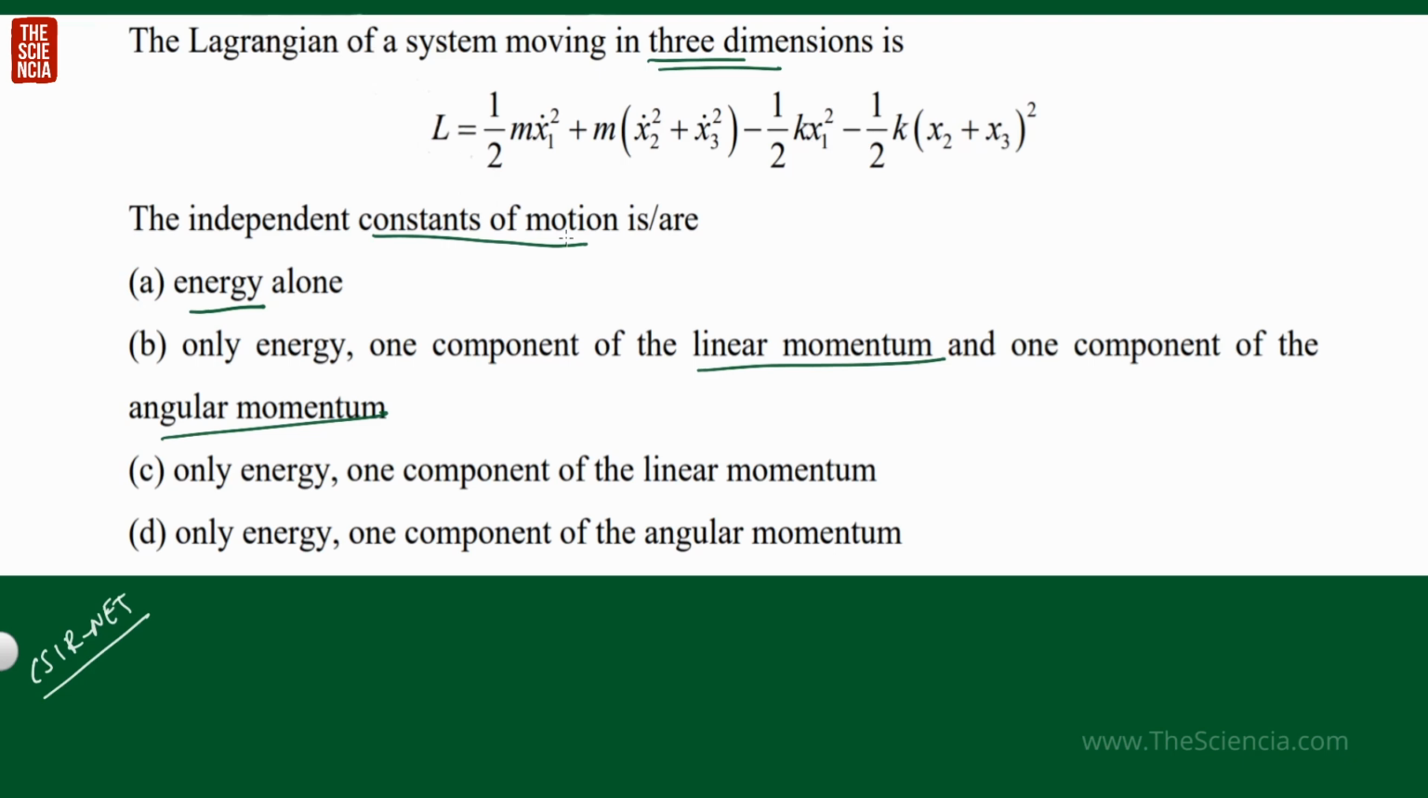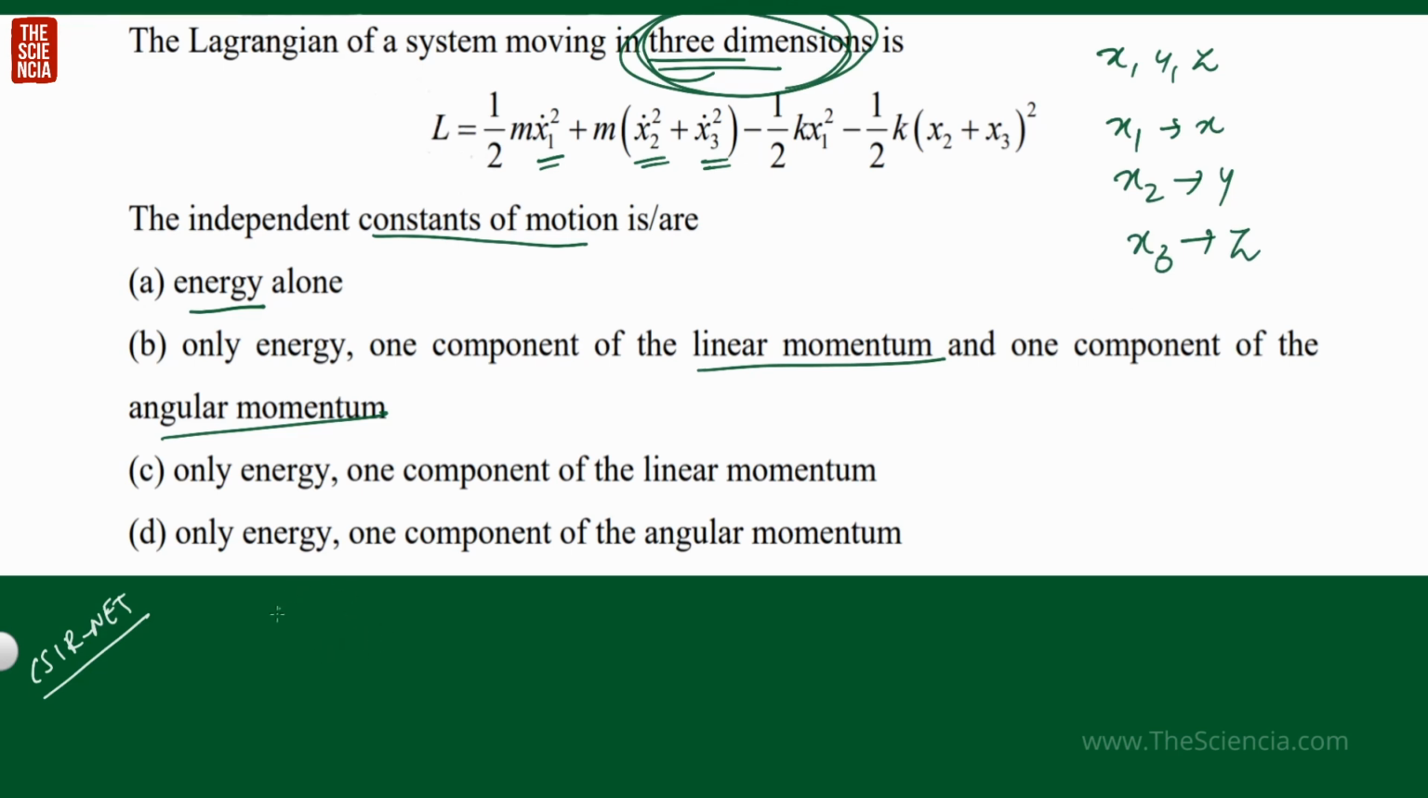So first, you look into the Lagrangian. This Lagrangian is not familiar to you. Here, this Lagrangian is in terms of x1 dot square, x2 dot square, x3 dot square. So what are these x1, x2 and x3? Then how can we relate these x1, x2 and x3 to linear momentum and angular momentum? That is why the term 3 dimensions is important. So in 3 dimensions, what are the coordinates? You know, x, y, z are the coordinates in 3 dimensions. So in this question, x1 corresponds to x, x2 corresponds to y, and x3 corresponds to z.